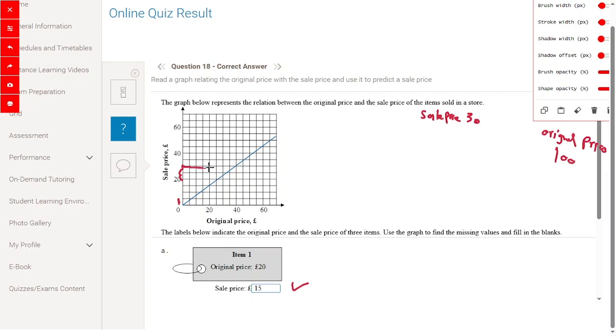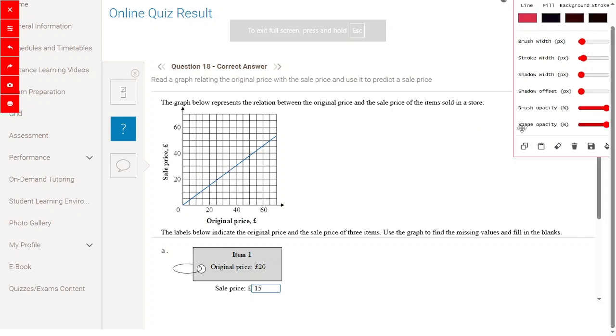So we'll go horizontally here until we match the line. When we get to the line, then we'll go down here. So the original price is 40. So here is 40. Now we got that when the original price was 20, from the graph, the sale price was 15. So the first point has 20 and 15. Now the second item, when the sale price was 30, the original price was 40. So we have 40 and 30.